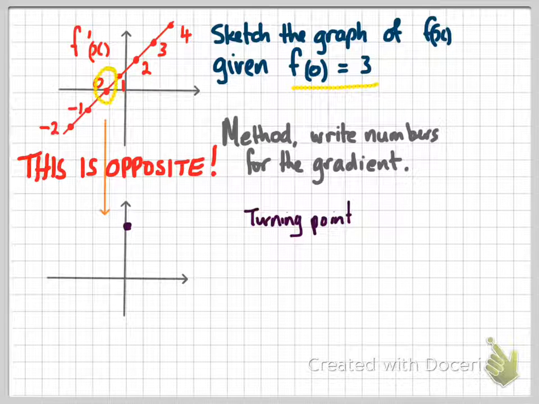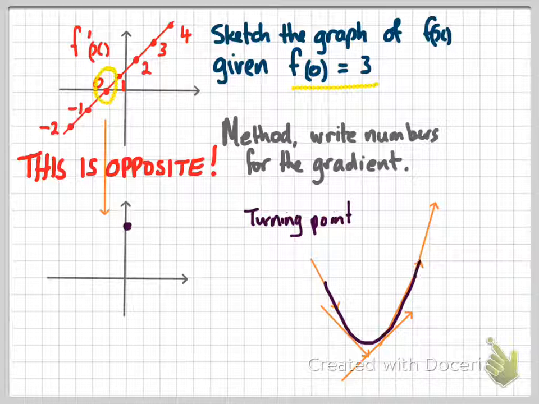The turning point, of course, is the key bit. There's a gradient of 1, here's a gradient of 2, here's a gradient of 3, there's a gradient of -1, there's a gradient of -2. You're going to get that sort of shape. Line it up with that point 3, and make sure your turning point is in the correct place. Bingo, you've done the original function.